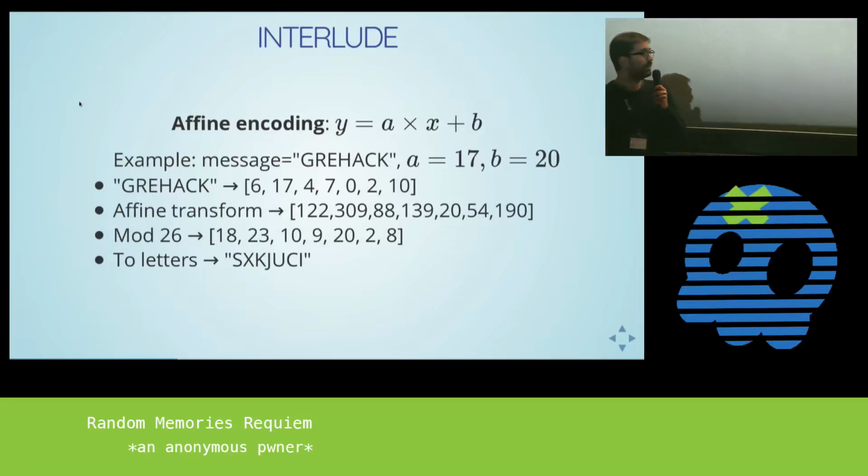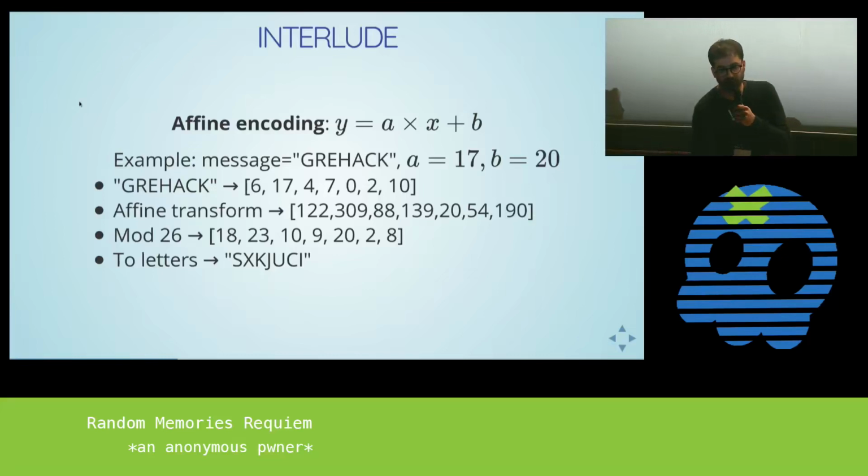So affine encoding is like y = ax + b, and if you want to encode a given message, you take, for example, GreHack. You take a equal 17, b equal 20. You convert each letter to a number. You apply the affine transform. You get the result modulo 26. And you convert this result to letters, and you get the encoded text.